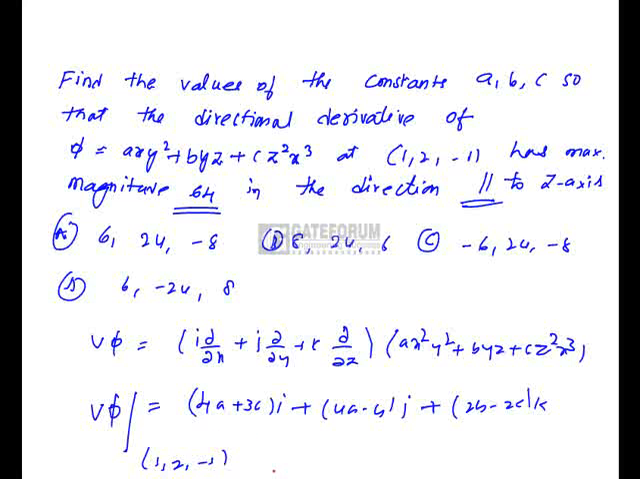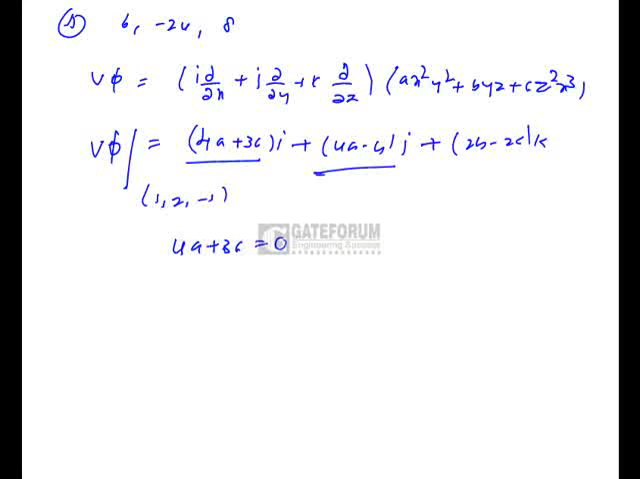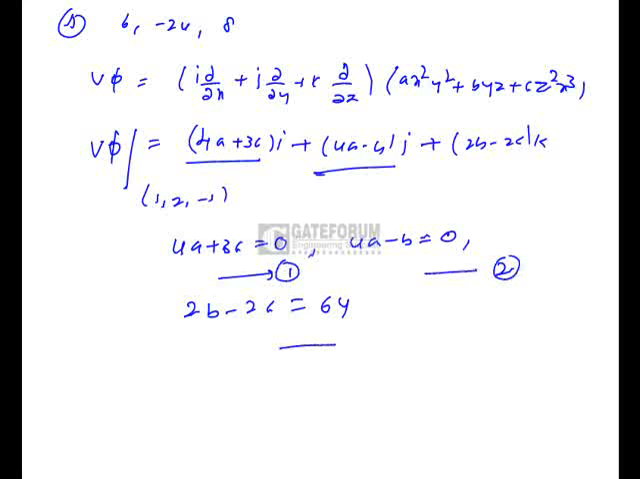Now, the maximum value of the directional derivative is given as 64, which is parallel to the z-axis. If it is parallel to the z-axis, there will be no i and j terms, so they have to be 0. So 4a plus 3c must be equal to 0, and 4a minus b must also equal 0. And the maximum derivative will be 2b minus 2c, which is given as 64. If we solve these equations 1, 2, and 3, we'll get the values of a, b, c as 6, 24, and minus 8.